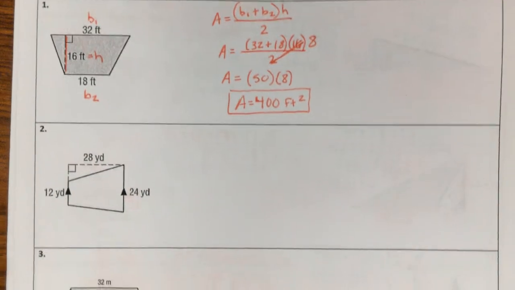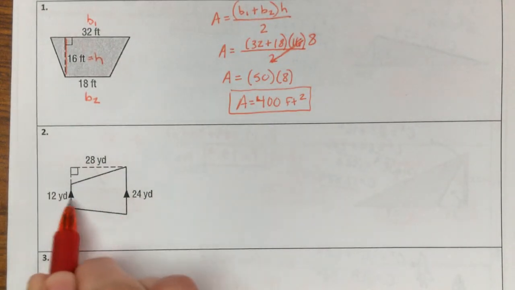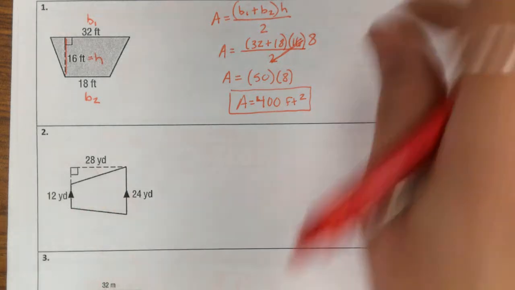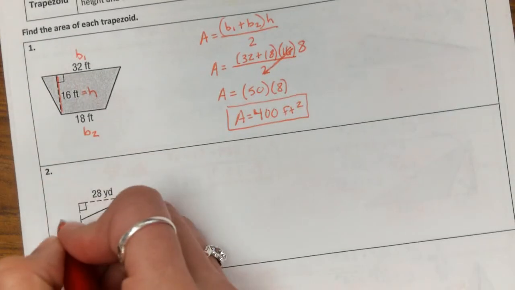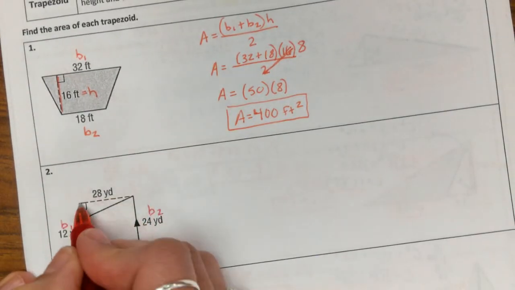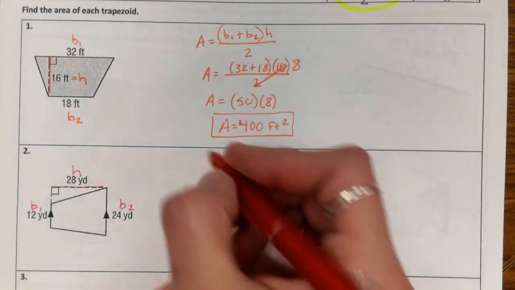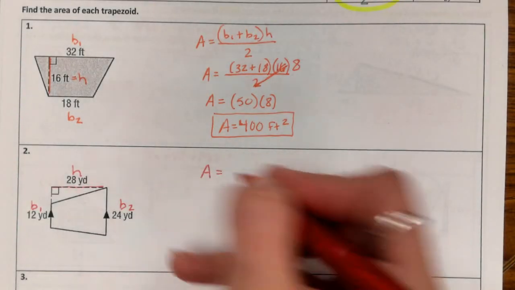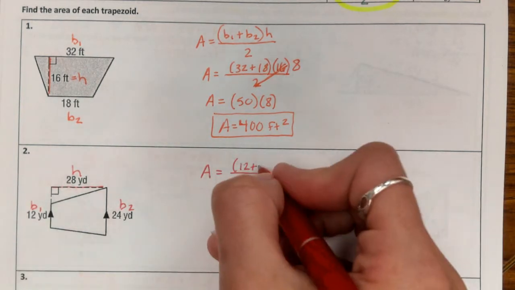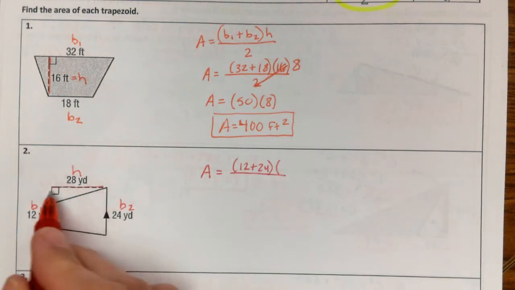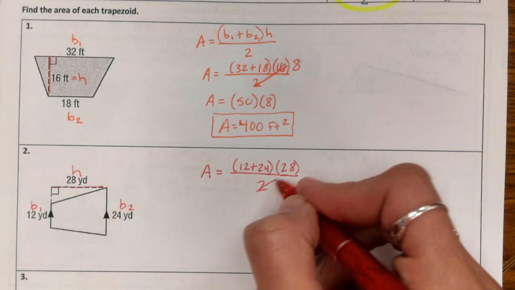All right. So our next one, what I need you guys to see is where our bases are. They are going to be the 2 parallel sides. So here we have our trapezoid. It's just rotated. Okay. So here's our base 1, base 2. Here's that perpendicular height. And so we'll go ahead and go straight to the formula. Your area is going to equal base 1, 12, plus base 2, 24, all times our height of 28, over 2.